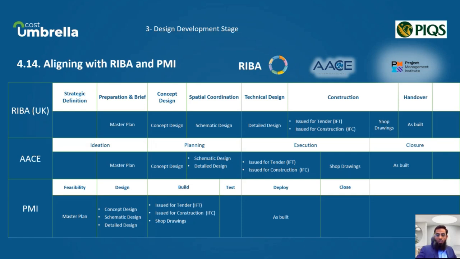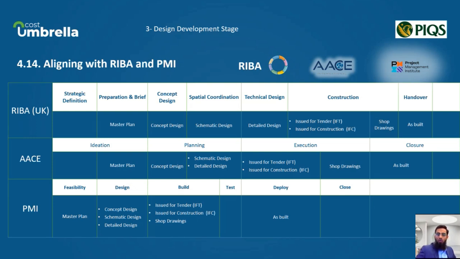Construction phase terminology also aligns. In RIBA, we are saying construction. As per ASCE, we are saying execution. As per PMI, it is known as execution or build. All frameworks emphasize the importance of shop drawings here.